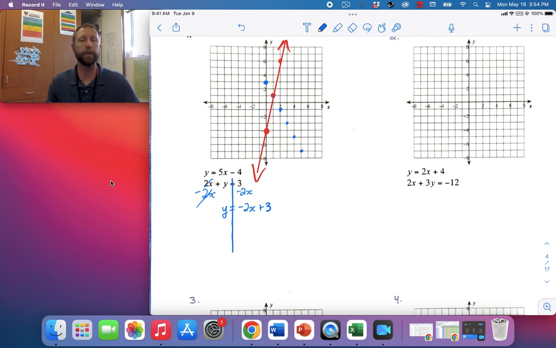So I can't go any further. Go back to my y-intercept, do the opposite. Up 2 to the left 1, up 2 to the left 1, and that's it. Draw your line.